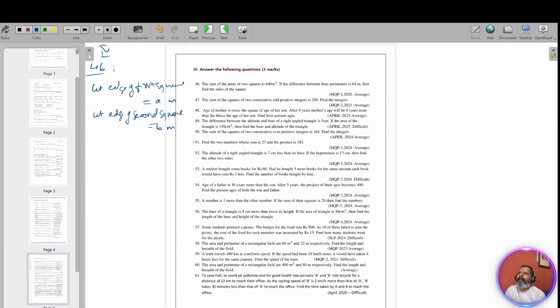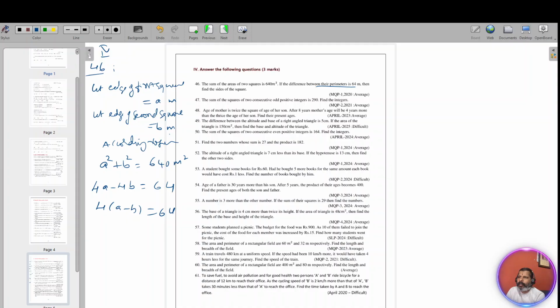Then according to the given, a square plus b square is 640 meter square. Then if the difference between their perimeters is 64, that is 4a minus 4b equal to 64. Perimeter is what? If a is the edge, 4a is the perimeter. If you look at the equation, we can take 4 common so that it becomes easy for solving. If we take 4 common, it becomes a minus b equal to 64. Then when you transpose this 4 to the right side, it goes down, as the denominator.